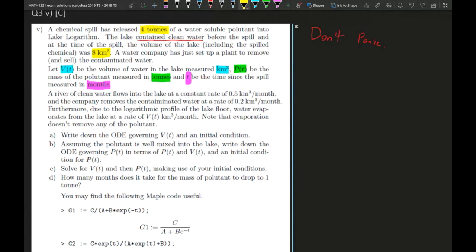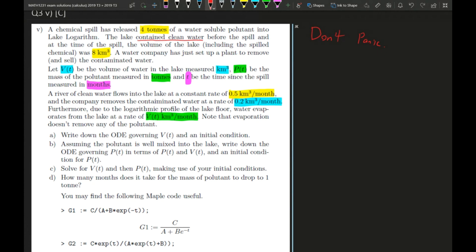Next part is we're told that there's water flowing in, clean water, so no pollution in this water, flowing in at 0.5 kilometers per month. Again, kilometers cubed per month, that's all nice, consistent units. The water is being removed at this rate, and there is a third source of change, that is the evaporation. So we're told that water is evaporating at this rate here. Again, kilometers cubed per month, no tricky business with the units.